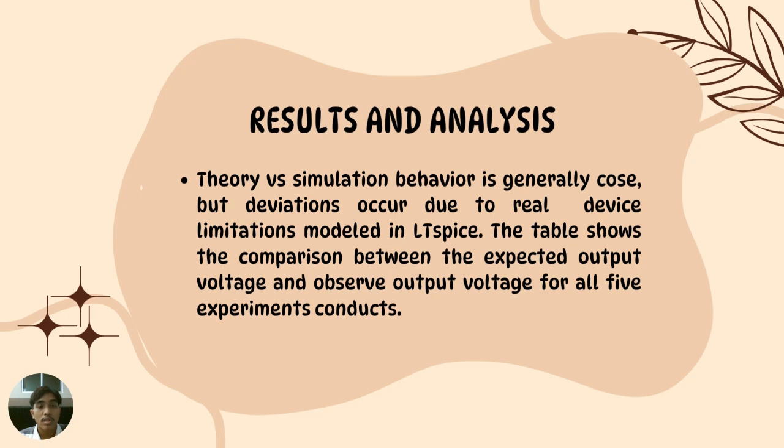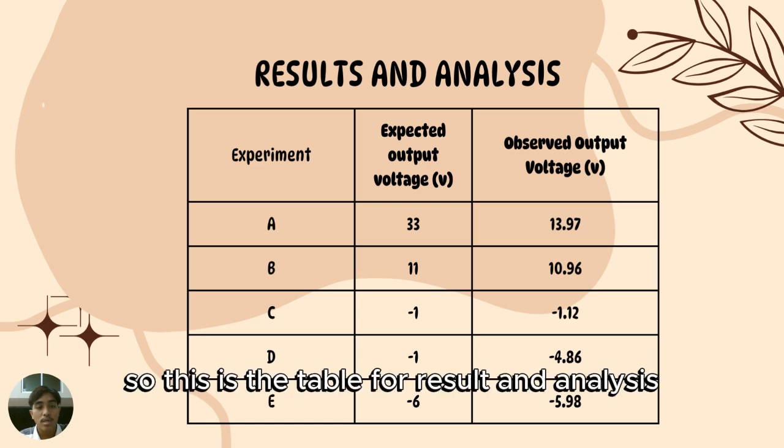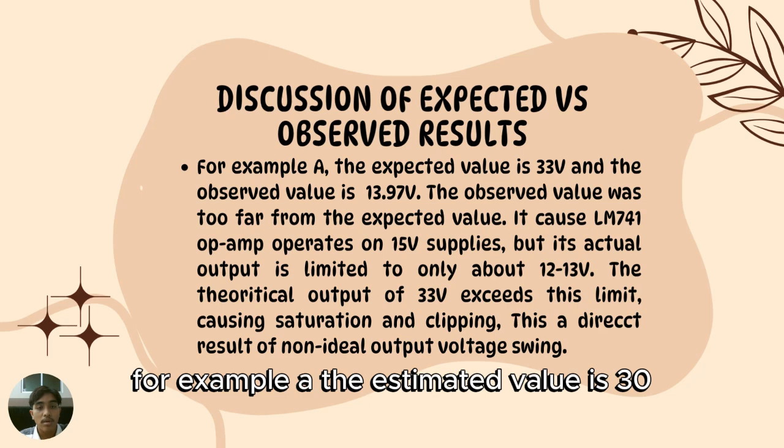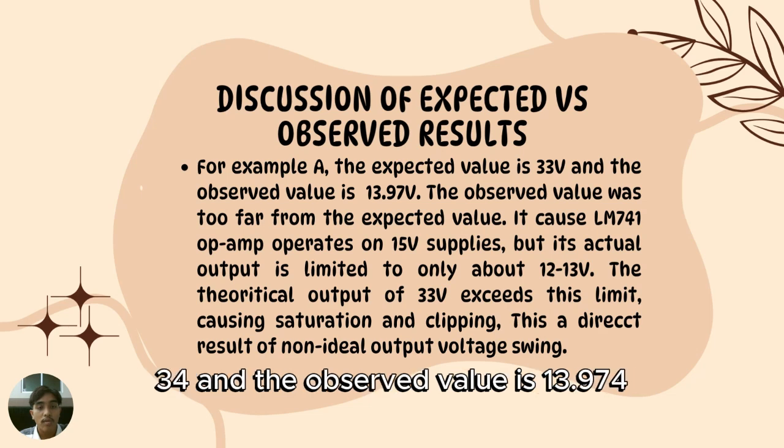So we proceed with result and analysis. Theory vs simulation behavior is generally close, but deviation occurs due to real device limitations modeled in LTspice. The table shows the comparison between the expected output voltage and observed output voltage for all 5 experiments conducted. So this is the table for result and analysis. For example A, the expected value is 30 volt and the observed value is 13.97 volt.